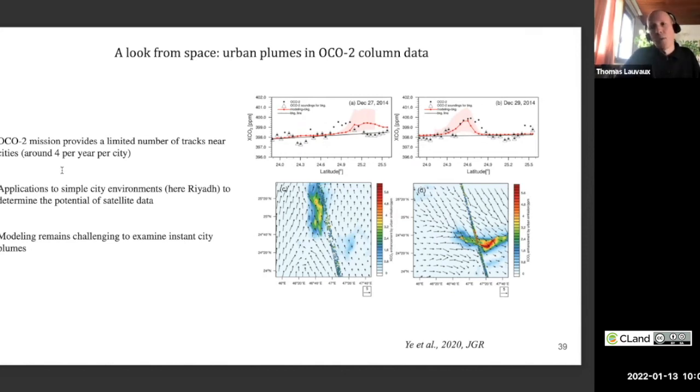So you can imagine, you have 4 snapshots of the emissions, and you're trying to get an annual total with that. We're not trying to. We're just testing how it could work in the future.